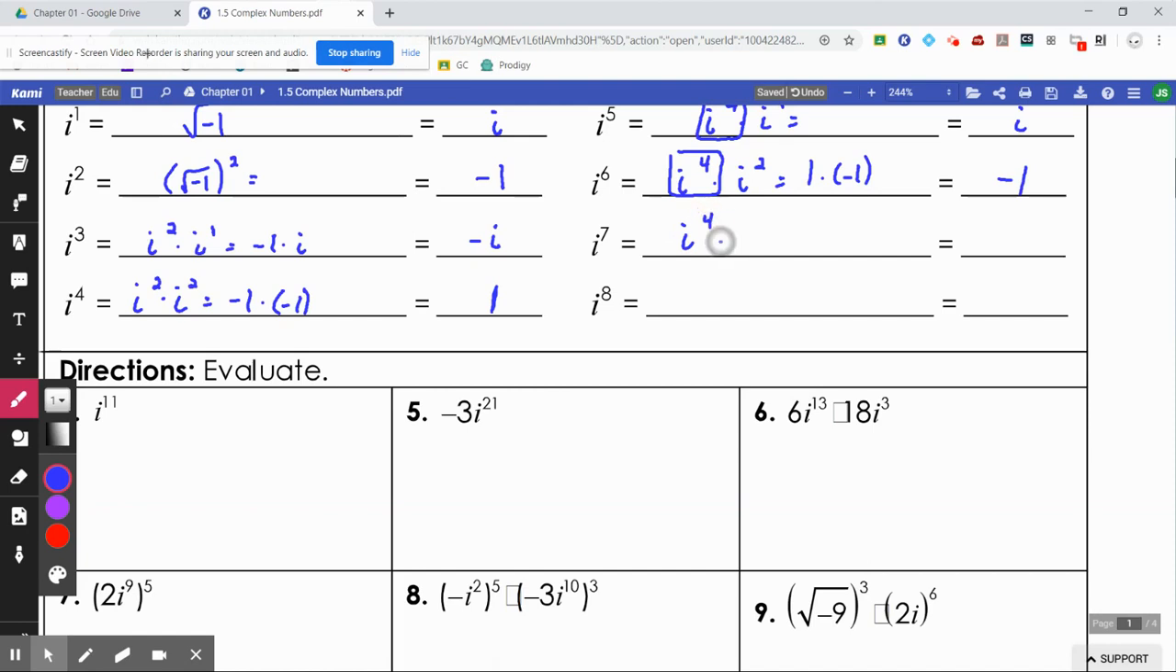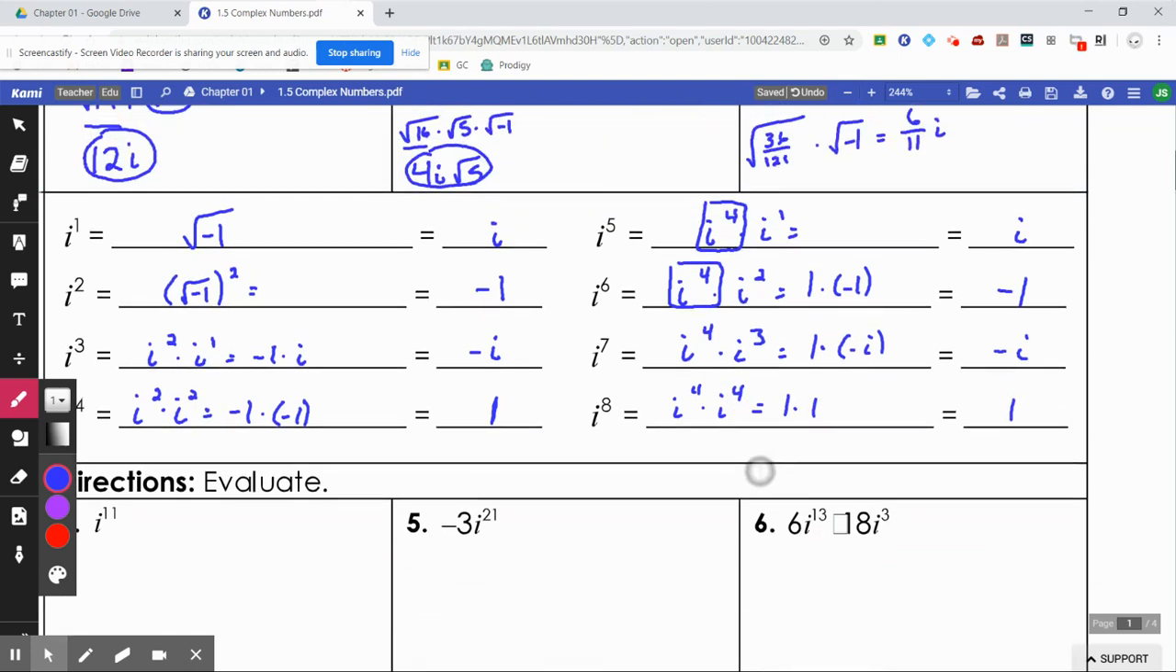i to the seventh is i to the fourth times i to the third, which is 1 times -i, which would be -i. And then finally, i to the eighth would be i to the fourth times i to the fourth, which is 1 times 1, which is 1. So you see the pattern: i to the first, second, third, fourth, fifth, sixth, seventh, eighth. If I were to ask you i to the ninth, 10th, 11th, and 12th, the same thing happens.